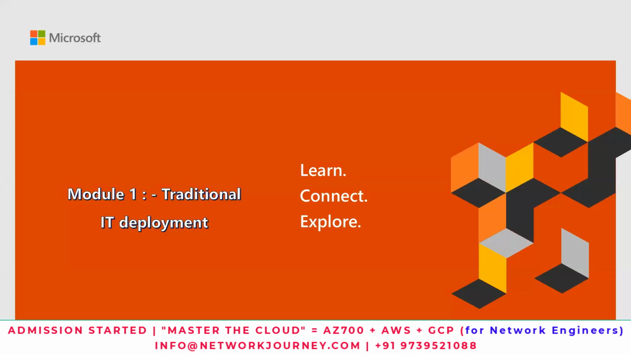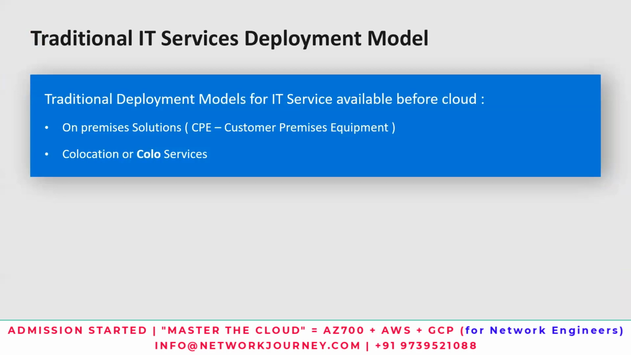So let me ask you a question here. Right now, all of us are discussing about moving on into cloud computing. Now, what is the existing model available at a customer place? If you take any customer place, there are two types of models you may see. One is known as on-premises solutions, which in some books or internet blogs you may see mentioned as CPE. The second one is known as a colocation model.